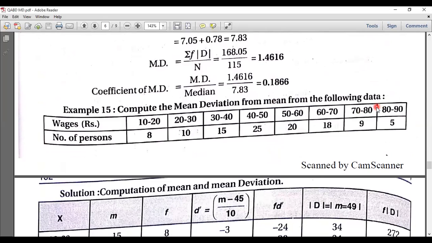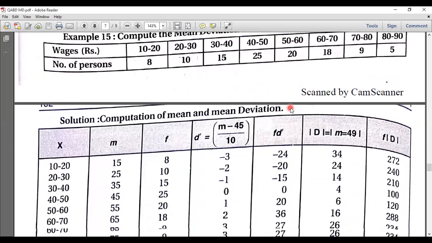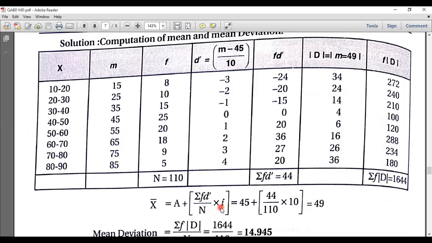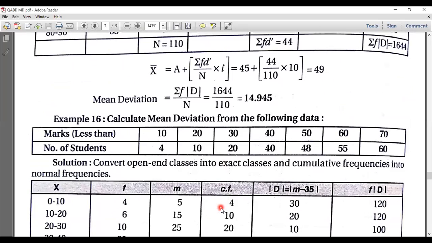Again here, the mean deviation from the mean. As I told you, it's up to you which form to use. While calculating the mean, you can apply the shortcut or step deviation method, anything. Here they used the step deviation method. So whichever method you feel comfortable with, you can go and solve that. I'll provide this problem as an assignment.